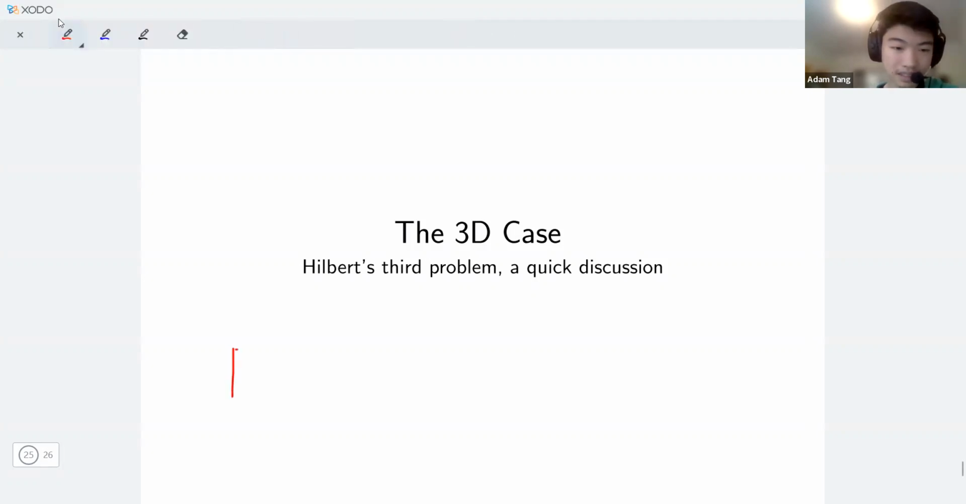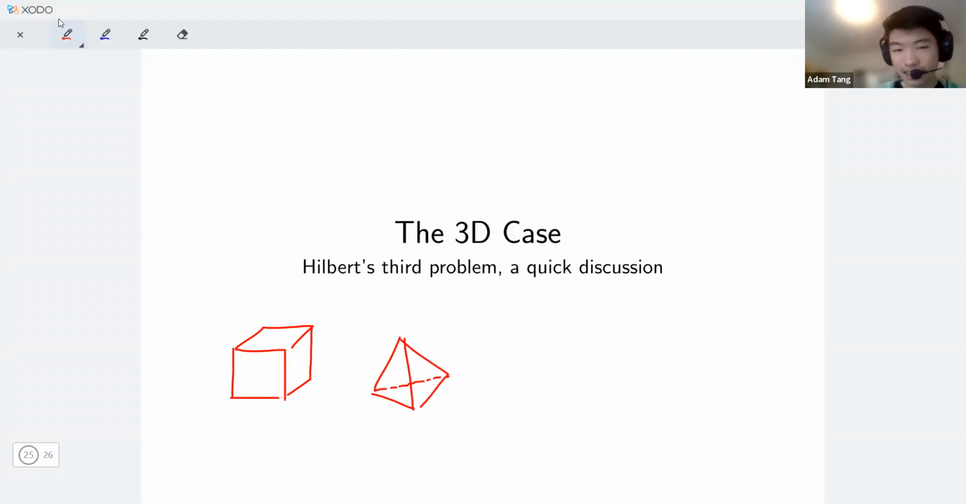Someone found a counterexample, and it's very simple. You have a cube and a tetrahedron, and someone showed, using invariants, that these are not able to be dissected into each other. This is called scissors congruence.